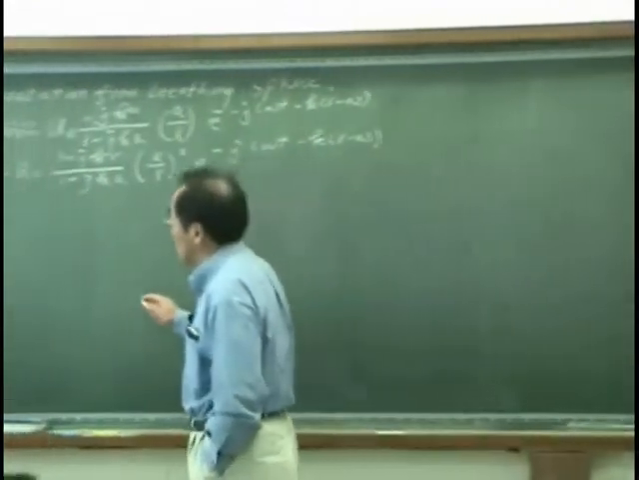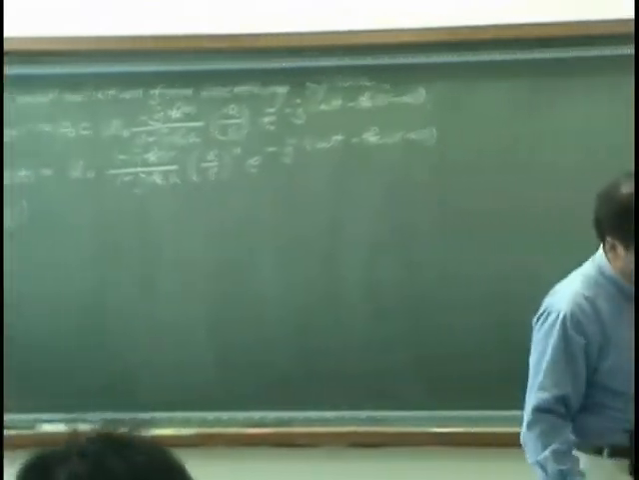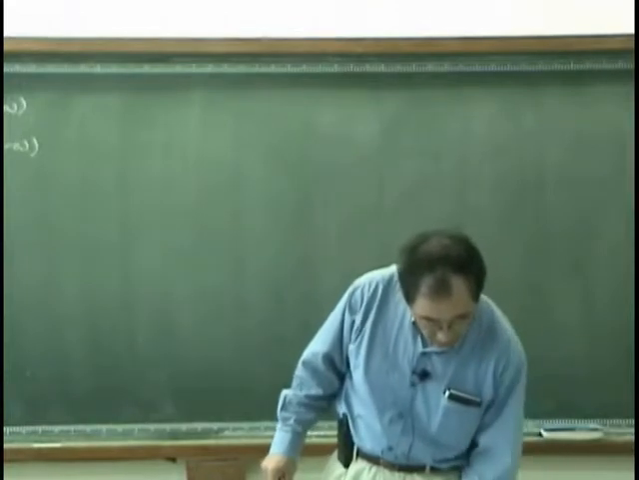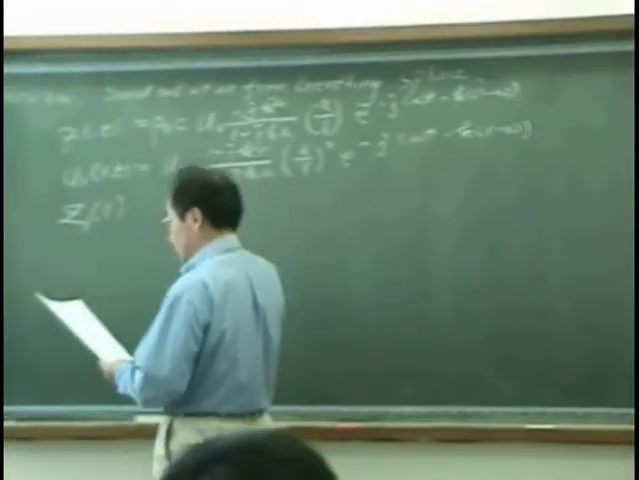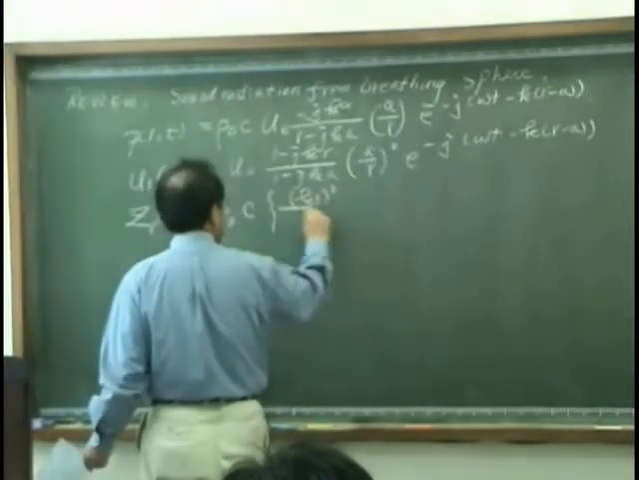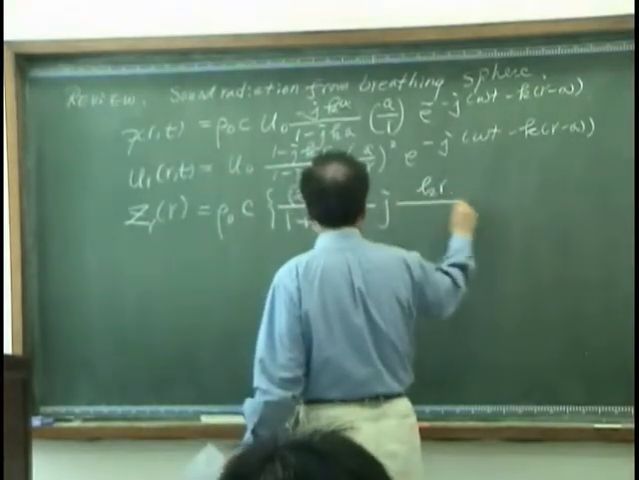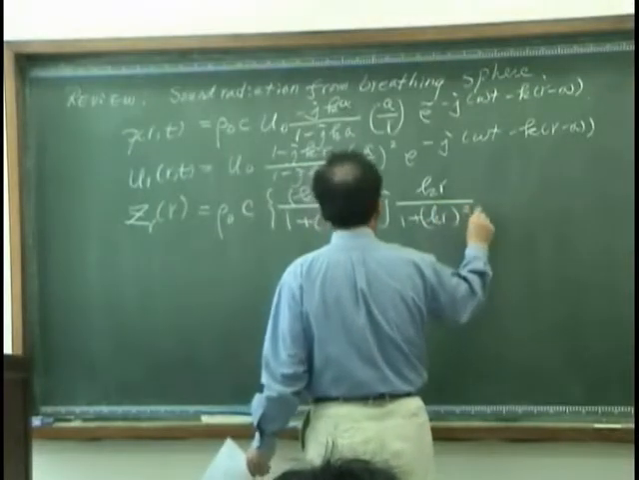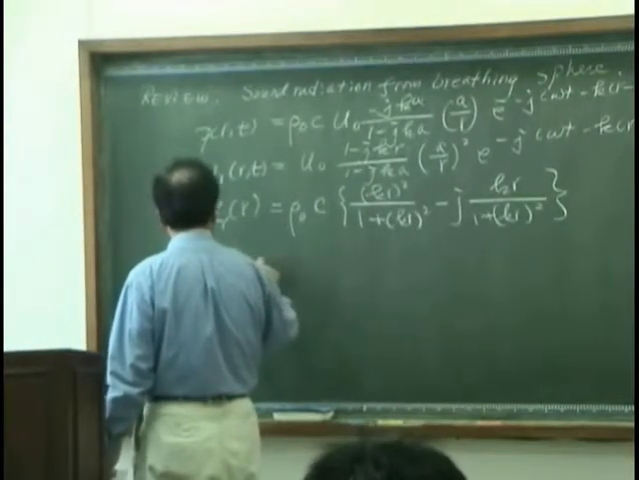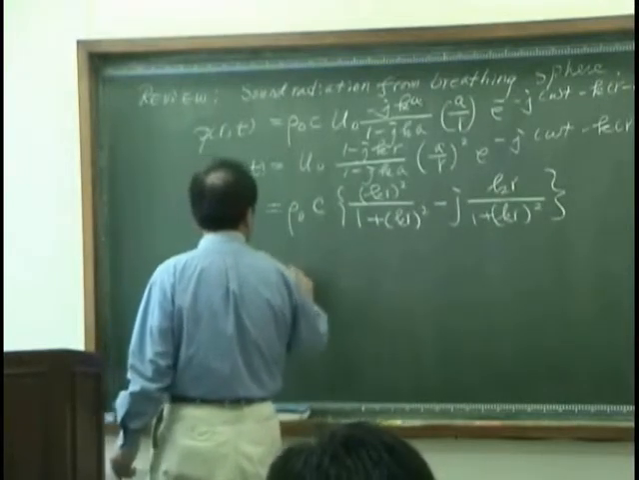From this derivation, we also obtain the radiation impedance Z sub R, radiation, that looks like rho 0 C and KR scale. Of course, we can obtain the radiation impedance at R equal A. Let us express this, that is rho 0 C.